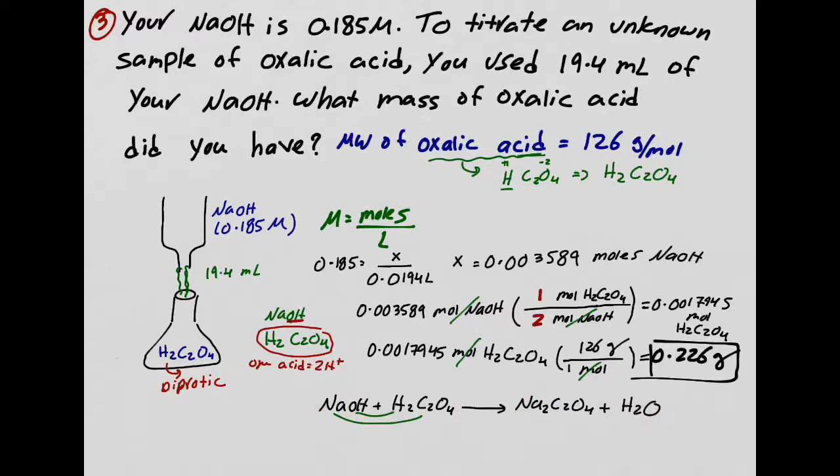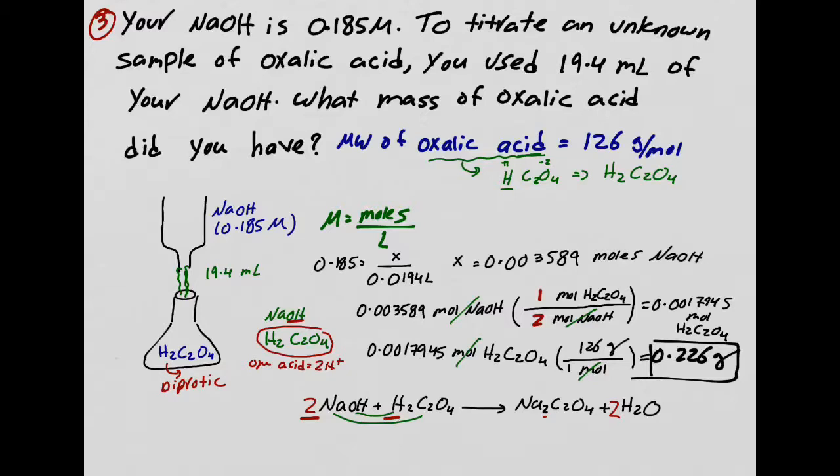Now we are going to balance it out. I have 2 sodium here, so I'm going to add a 2 over here, and then I'm going to add a 2 over here. Now that I have a balanced reaction, you see that the mole ratio between sodium hydroxide and oxalic acid is 2:1. And that's what I used over here. So again, I wanted to show you both ways to make sure that you know it both ways.